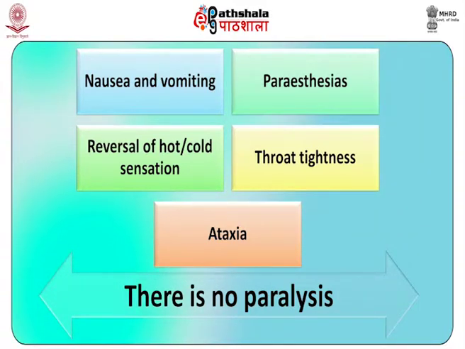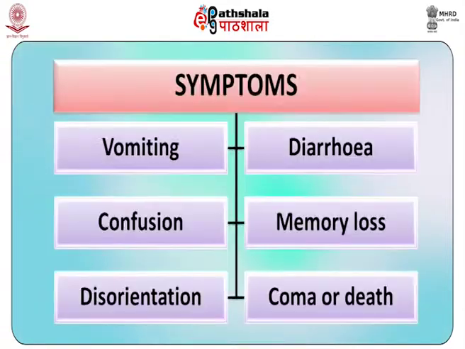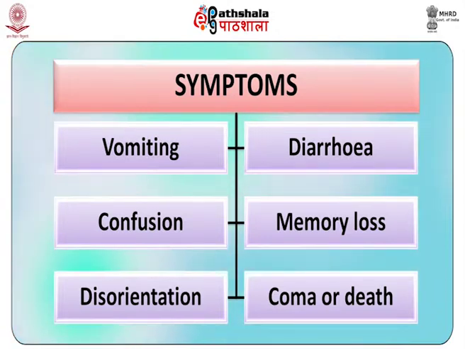There is no paralysis. There is complete recovery from these symptoms within 2 days without specific treatment. No human deaths have been reported with brevetoxin poisoning. The domoic acid is a neurotoxic agent. Acute symptoms include vomiting, diarrhea, and in some cases are followed by confusion, memory loss, disorientation, coma, or death.